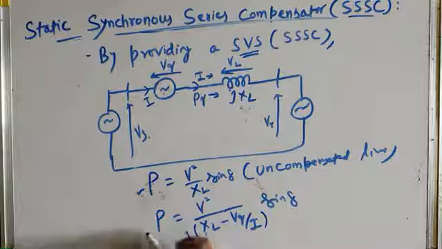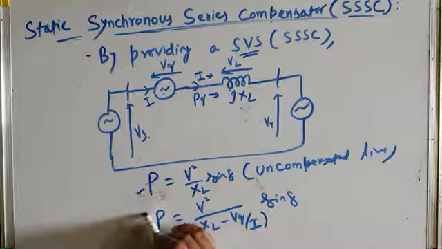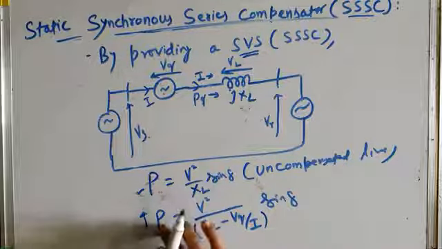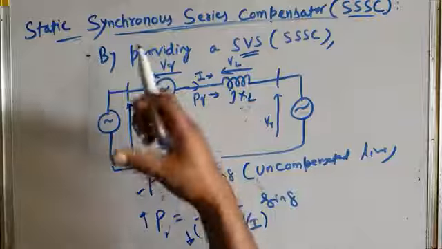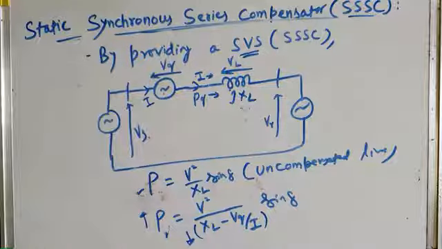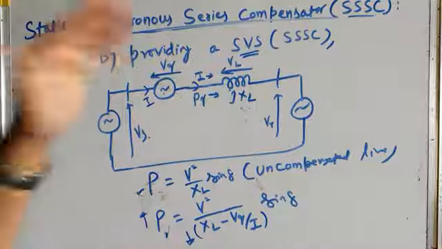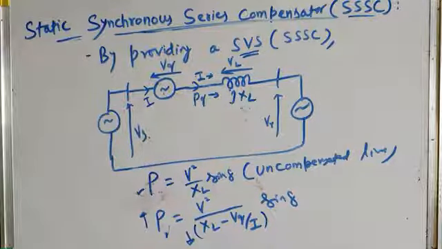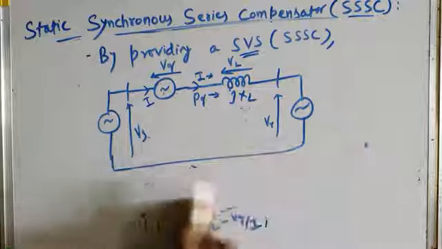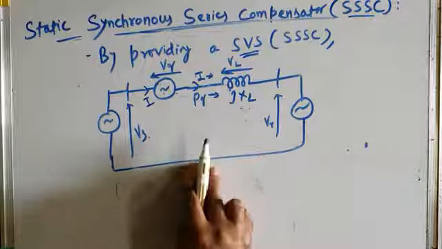It reduces by a factor of VQ by I. So as the effective line reactance reduces, the power transmitted over the line, let us call this P, increases. So therefore, the series compensation is done by this SSSC by injecting a voltage in series with the transmission line, and it can increase the power transmittable over the line. This is how we look at it from the point of view of effective line reactance.